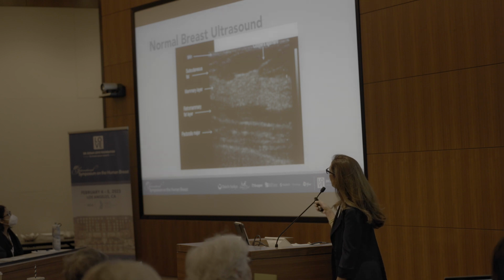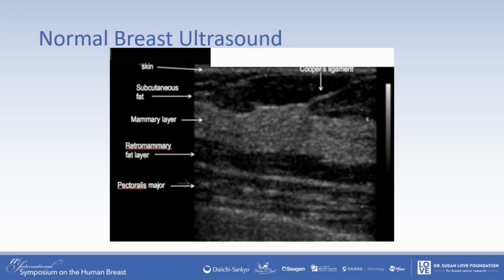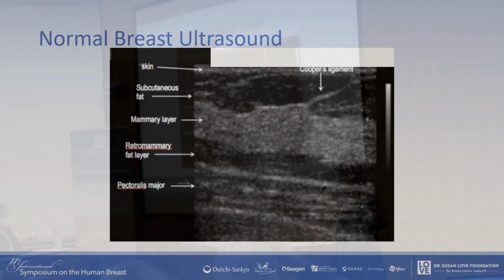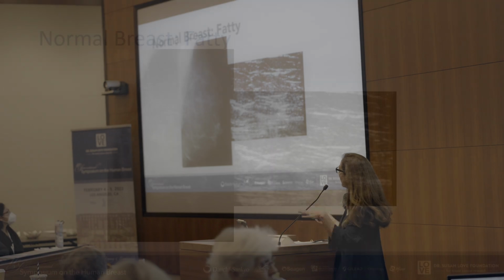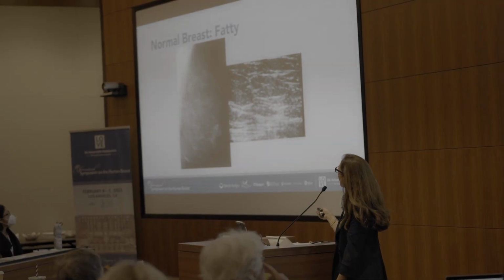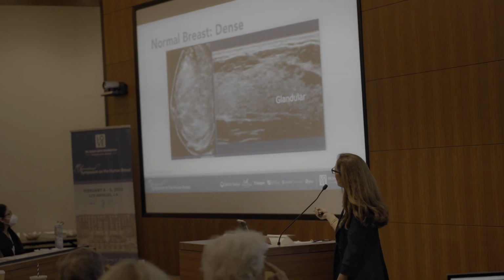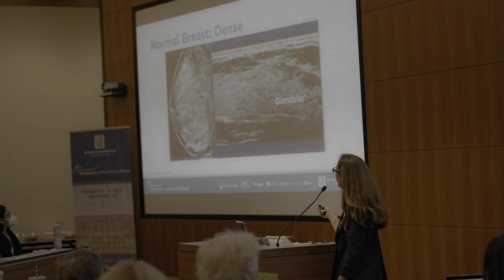Normal breast tissue: here you have the skin. The subcutaneous fat on ultrasound is black. Glandular tissue is white on the ultrasound. In the back of the breast, there's an extra fat layer that's black, and then it lies on the pectoralis muscle. A woman with a normal fatty breast is black on the mammogram, and the same thing on ultrasound, black as well. A woman with extremely dense parenchyma, all white on the mammogram, is similar on ultrasound, mainly white heterogeneous material.